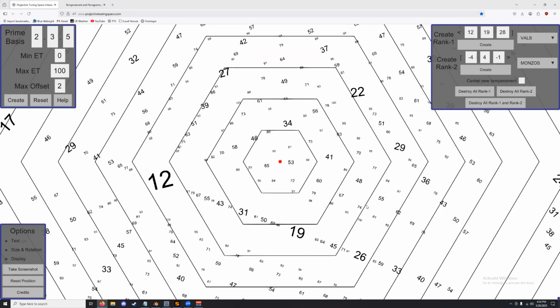I have been trying to understand the numbers kind of in terms of equal temperament, but also in terms of what MOSs would be created.